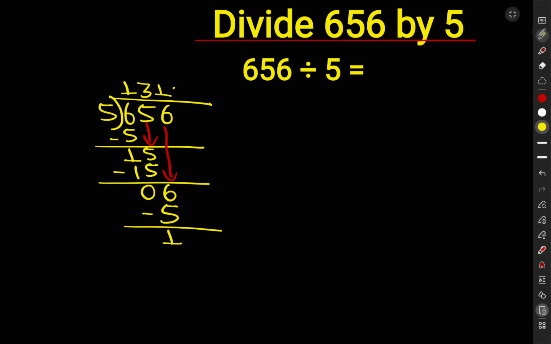So we put a decimal here, so that we can put 0. So now it is 10 and 5 times 2 is 10. On subtracting we get 0. So 656 divided by 5 is 131.2.